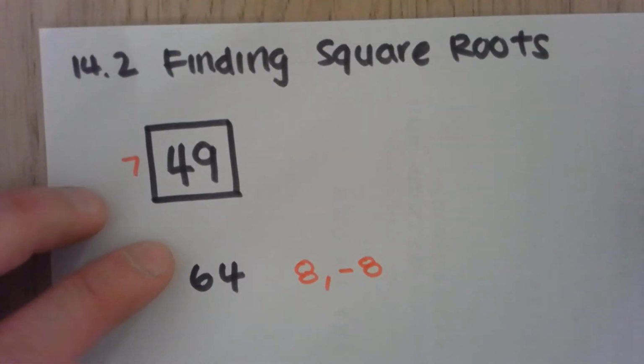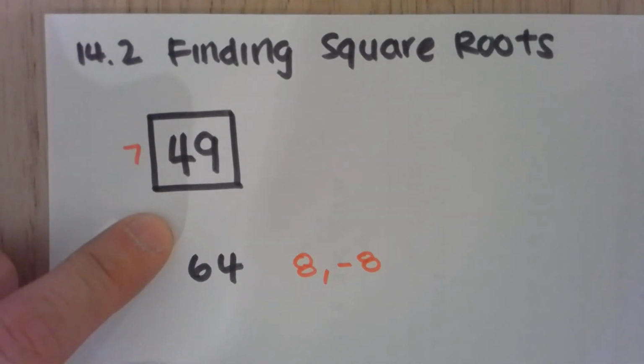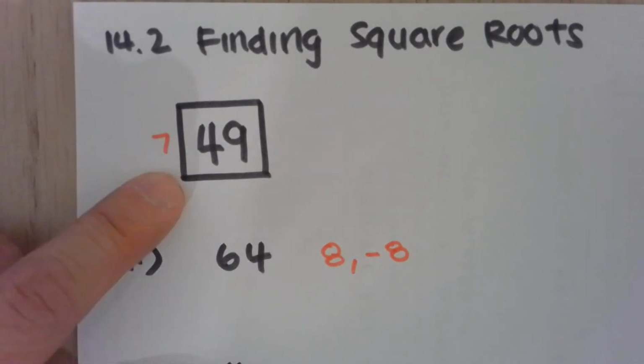So let's just do a quick recap. To find the square root of something, basically you are finding the dimensions of a side of a square. So if the area is 49, the side is going to be 7.